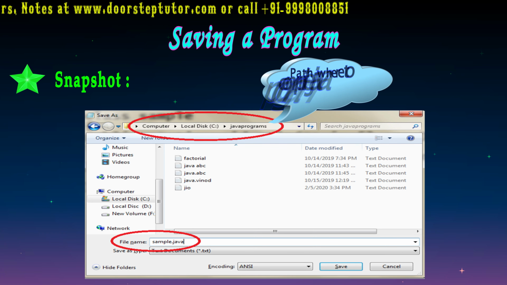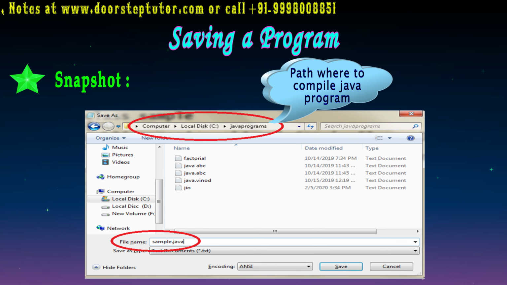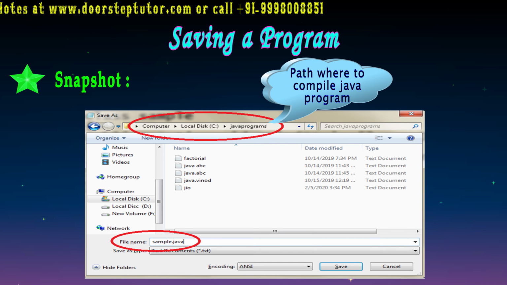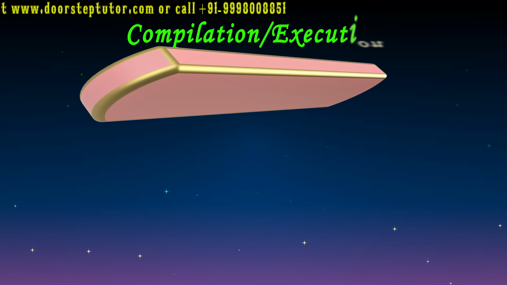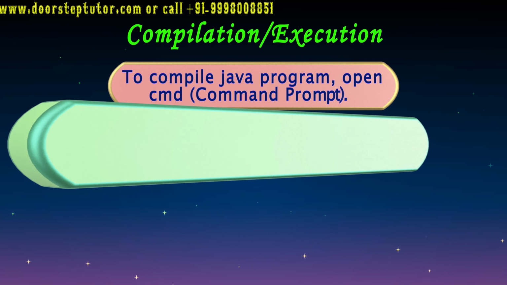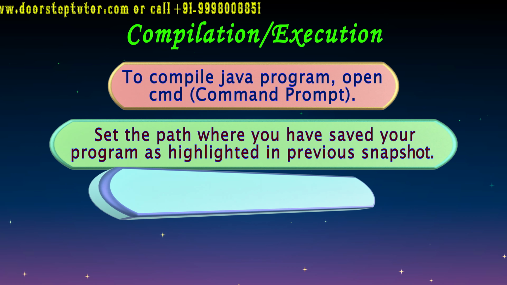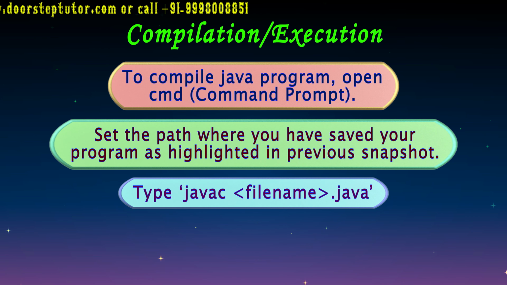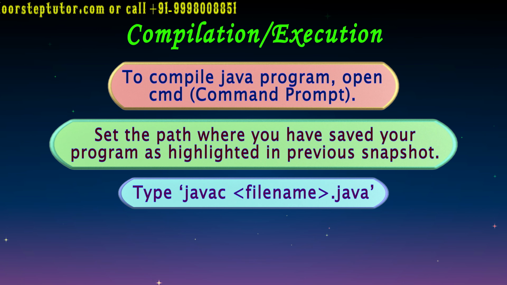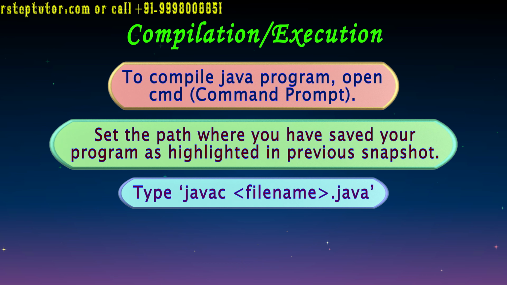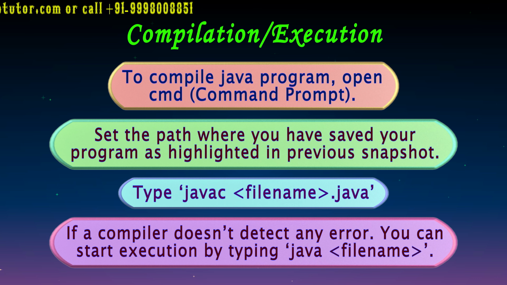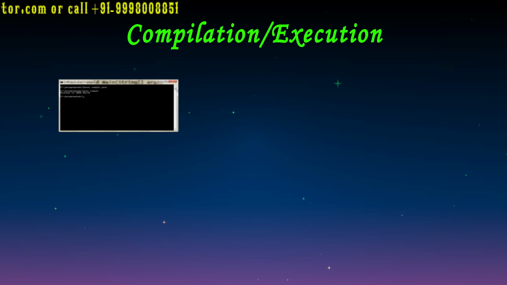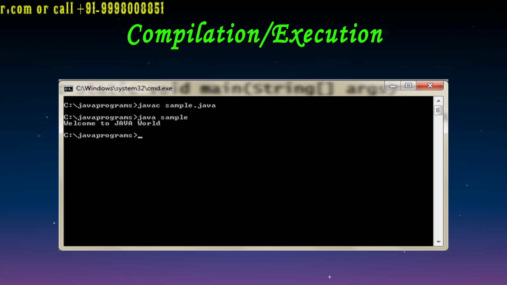In the next slide, I have taken the snapshot. Simply we need to save the program with .java after creating it in Notepad. Then, as we have discussed, we need to move to the particular folder where we have stored the program. Then with javac we can compile the program. Then for execution we need to write java and then the program name. It will simply display the output.